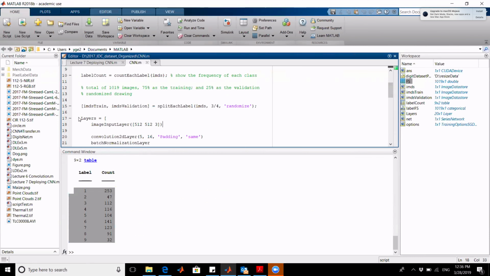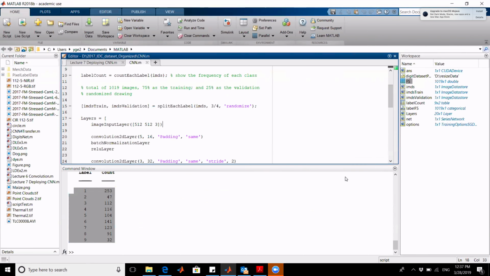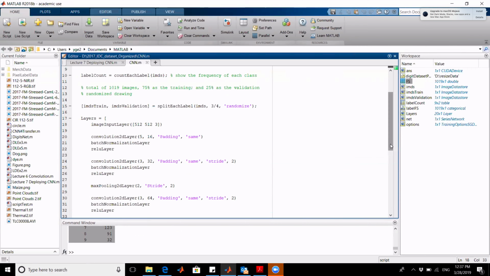All right, so we define the data storage object, and then we developed a training and testing scheme, right? Training is 70%, 75% of the data, because we have roughly 1,000 images, so that is going to be 750 images for the training, and then we got 25%, which is the 250 for the validation. Okay, and then this layer information really is what we have here.